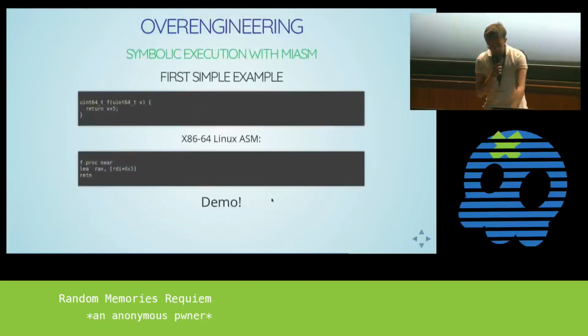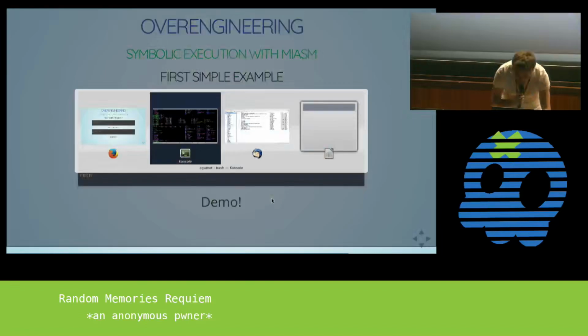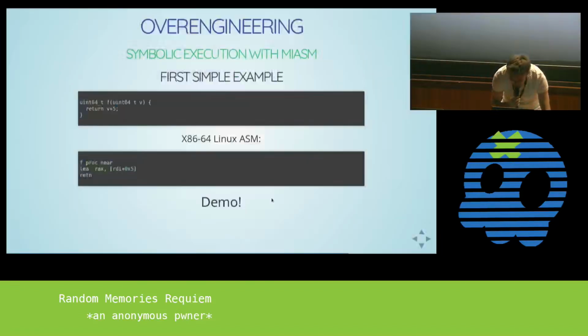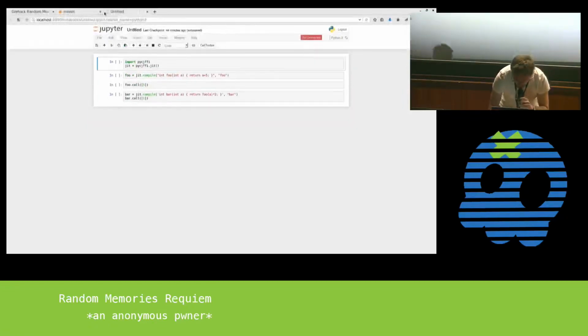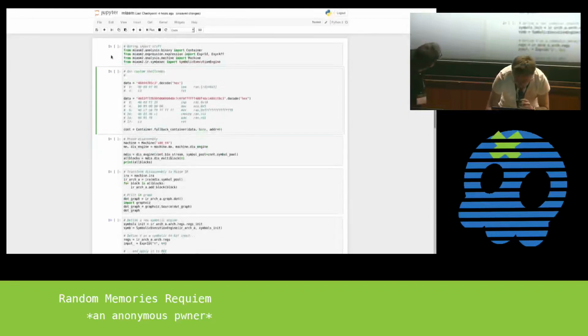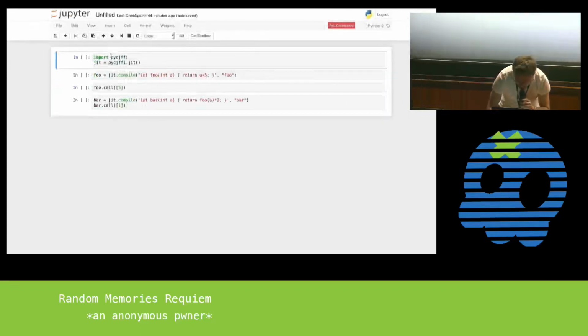So now we're going to see how we can do symbolic execution with Miasm. I made a small demo to show you that it's easy to do. So let's take an easy function. This one, I've got some time. How much time do I have? Wow, that's a good one. Okay, now.